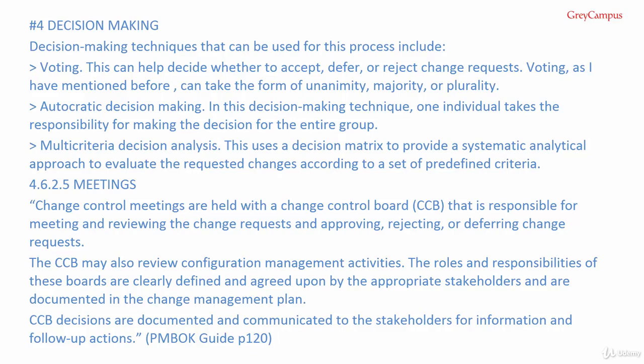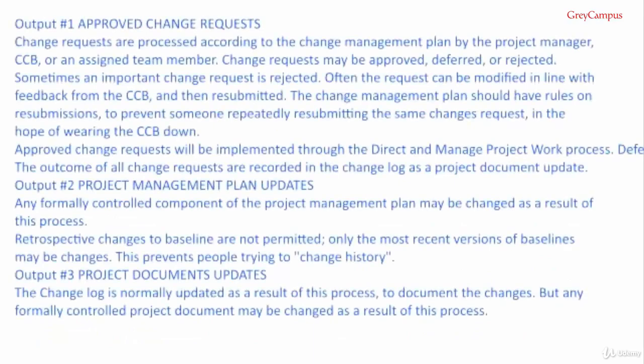Number 5 is meetings. Change control meetings are held with the Change Control Board, the CCB, that is responsible for meeting and reviewing the change requests and approving, rejecting or deferring change requests. The CCB may also review configuration management activities. The roles and responsibilities of those boards are clearly defined and agreed upon by the appropriate stakeholders and are documented in the change management plan. CCB decisions are documented and communicated to the stakeholders for information and follow-up actions, and that's from PMBOK Guide page 120.